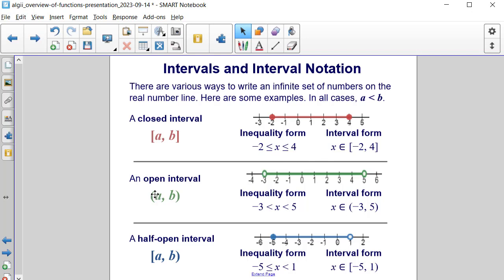For an open interval, we use regular parentheses, a comma b. So here we have an open circle on -3 and an open circle on 5. In inequality form, this represents -3 is less than x, which is less than 5. And in interval form, x is contained in the set of numbers from -3 to 5, not including both endpoints.